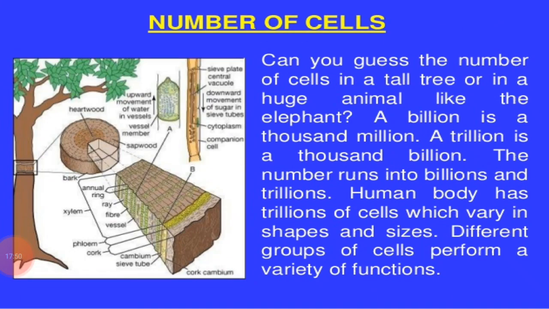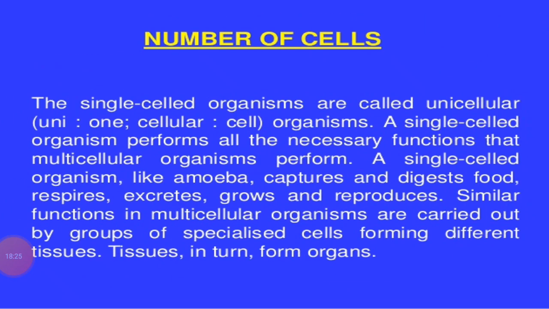Now we are going to know more about the number of the cells. Can you guess the number of cells in a tall tree or in a huge animal like an elephant? A billion is 1,000 million, and a trillion is 1,000 billion. The number runs into billions and trillions. The human body has trillions of cells which vary in shapes and size. Different groups of cells perform a variety of functions, and these different groups of cells are specialized to perform different functions in the body.